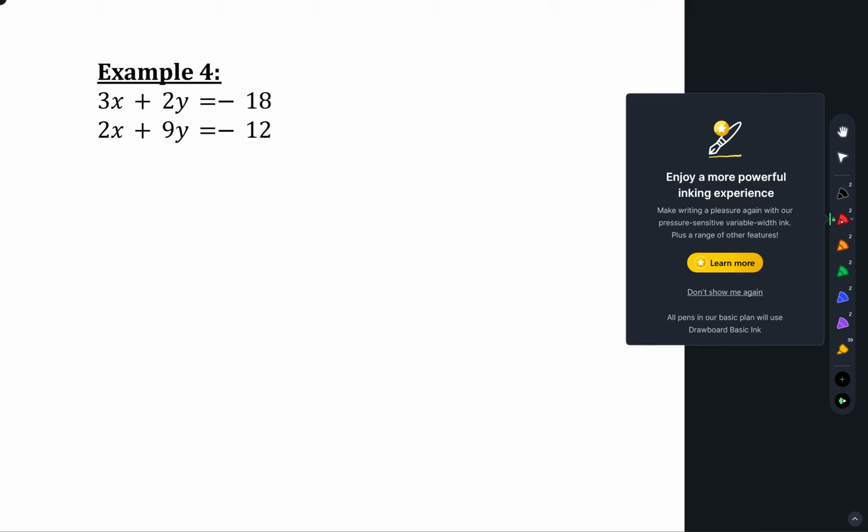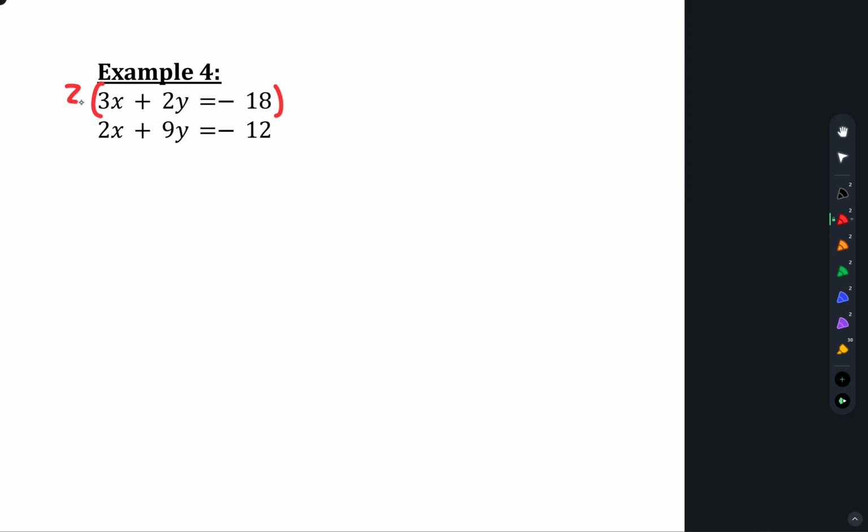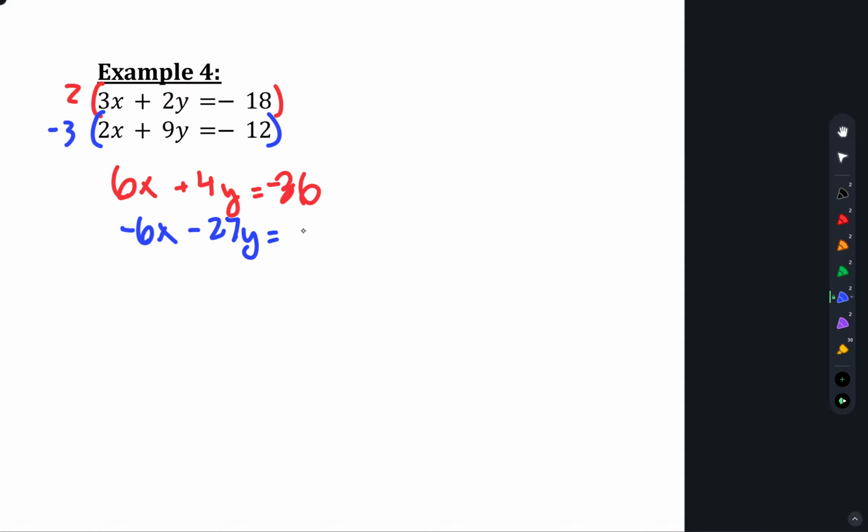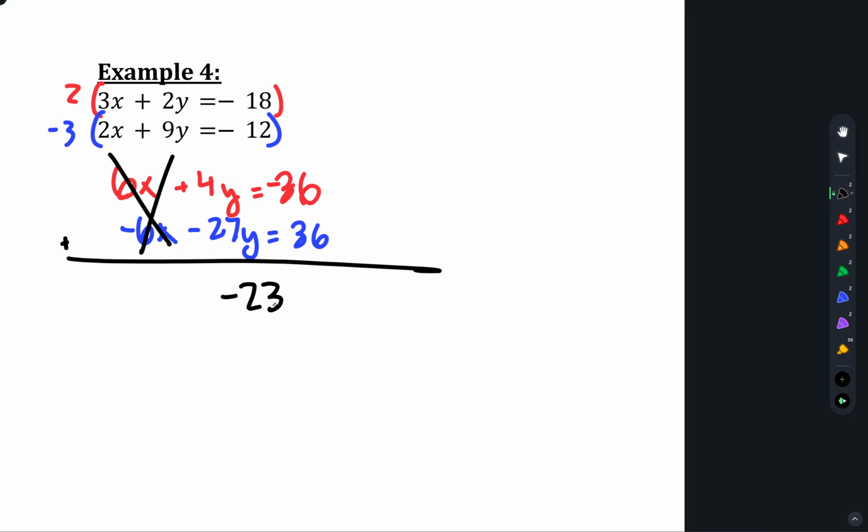So let's multiply the top one by 2 to get 6x plus 4y equals negative 36, thank you. Let's multiply the bottom one by negative 3. Negative 6x, there's my opposite coefficient, minus 27y equals positive 36. My opposite coefficients, 6x and negative 6x, are going to cancel. 4y and negative 27y is a negative 23y. What happens on the right side?